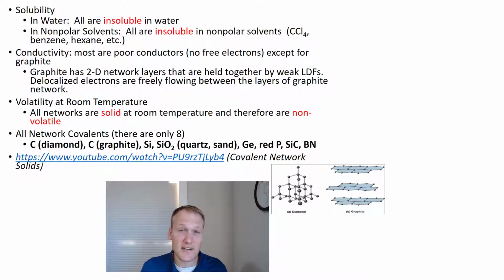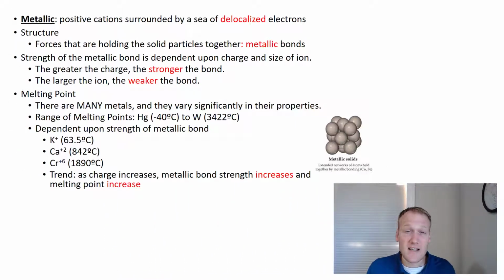When we get to identifying the different types of solids, the first solid you should eliminate is this one, because it's got to be one of the 8, and if it's not, you know it can't be a covalent network solid. Our last type of solid is metallic. We've talked about metallic bonding briefly. This is when positive cations are surrounded by a sea of delocalized electrons that can move freely throughout the structure.